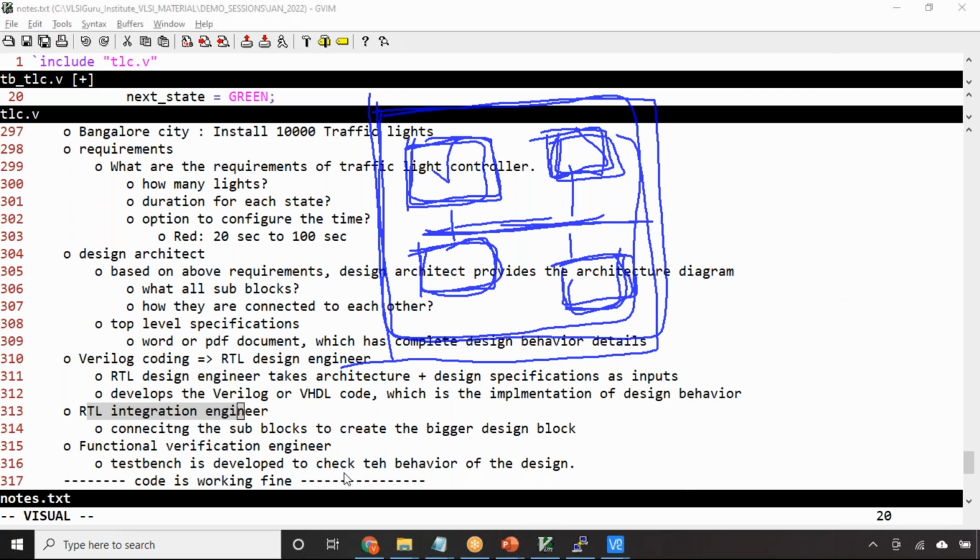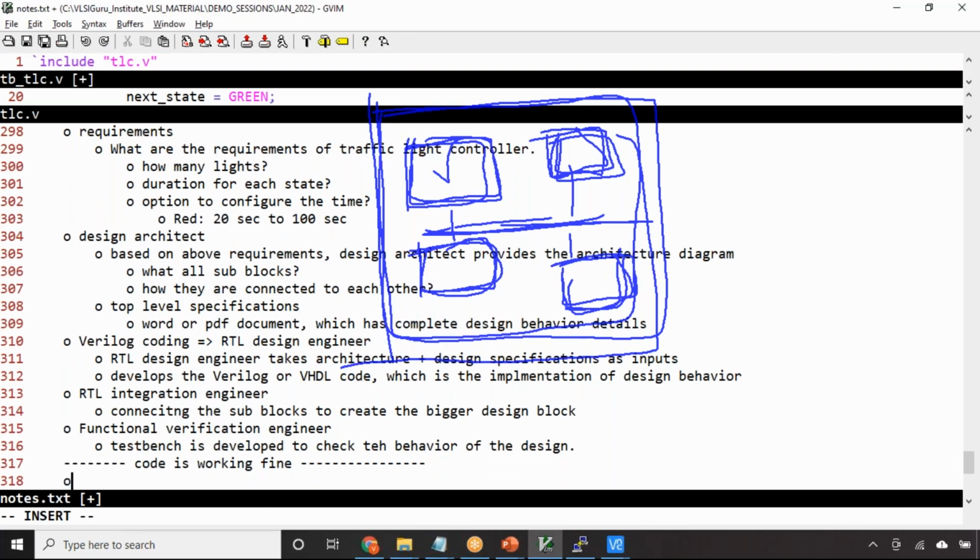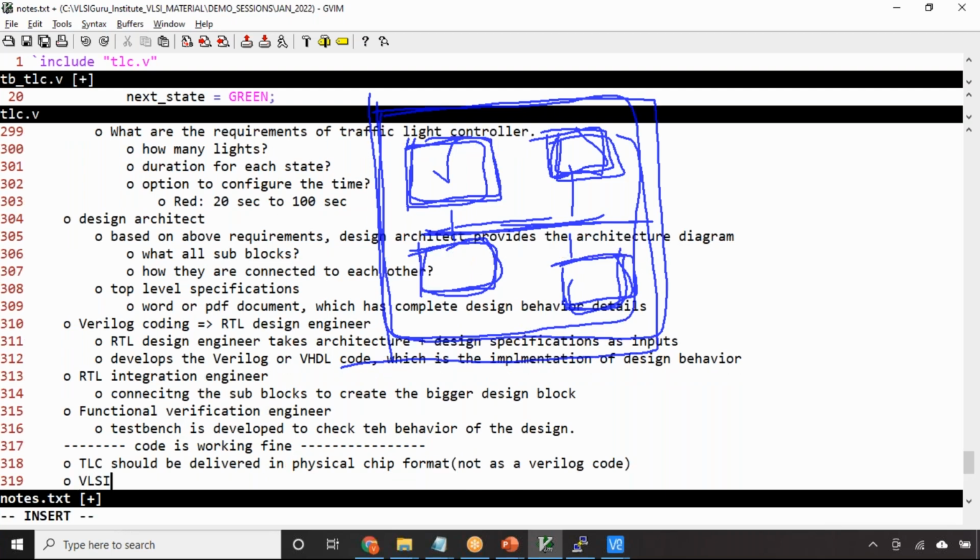We need to deliver these things in a physical format. All the traffic light controllers should be delivered in a physical chip format, not as Verilog code. Because if you give Verilog code, they don't know how to use it. It cannot be used essentially. That is where the aspect called VLSI backend flow comes in.